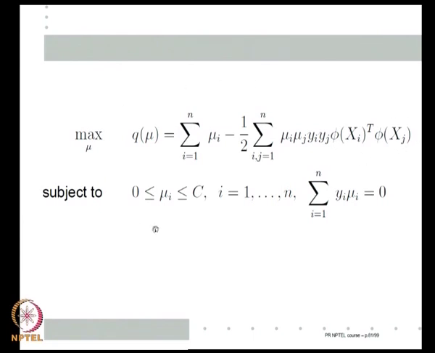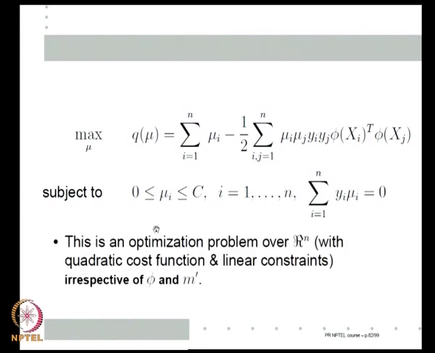Am I done? The good thing about it is that it is an optimization problem over R^n, the number of examples. It has nothing to do with the function phi or m prime; the dimensionality of this optimization problem does not depend on the function phi or the new space m prime. So, originally I may have a 100 dimensional space, and now phi x may be a 10,000 dimensional space, but in both spaces I will be solving maybe a 1000 dimensional optimization problem because I have 1000 examples.